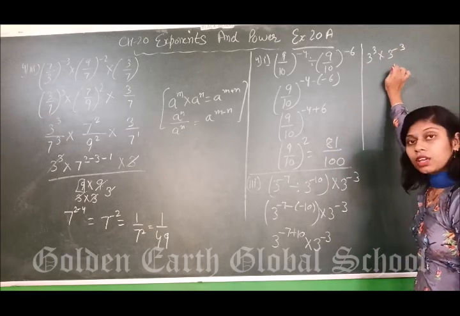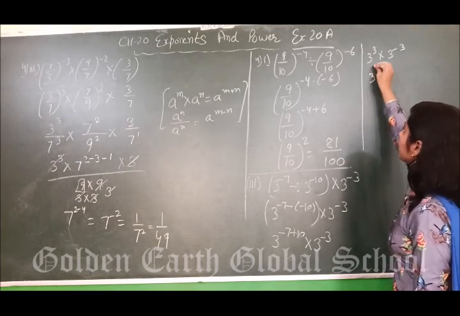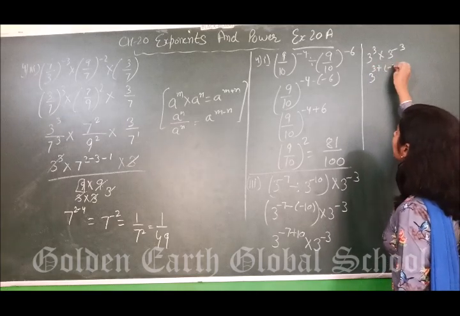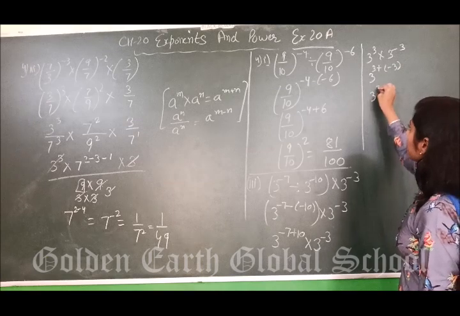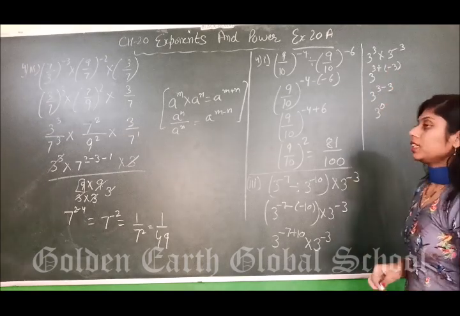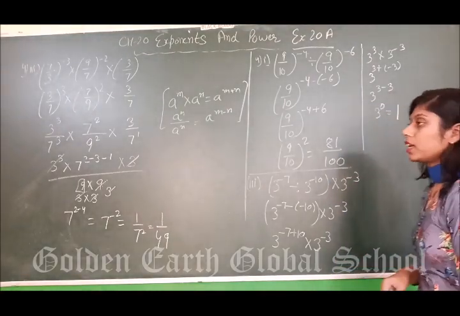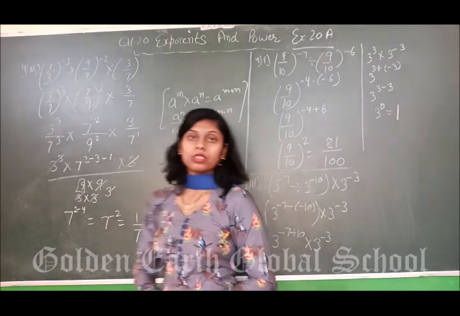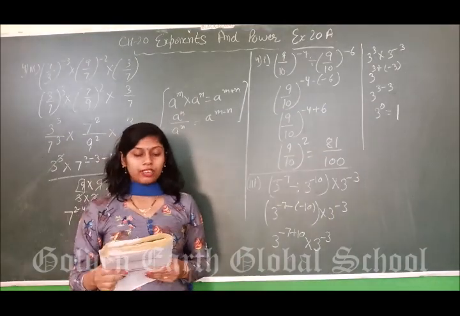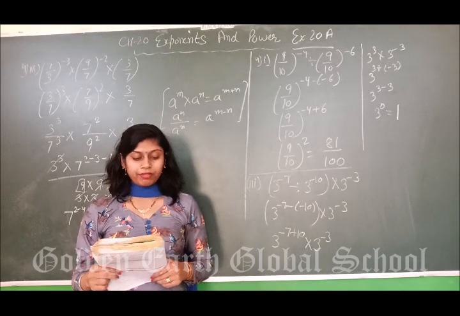Again base are same, powers are different. So and terms are in multiply. So terms will get added. 3 raised to power 3 plus minus is minus. Anything raised to power 0 is 1. So 3 raised to power 0 is 1. So our answer will become 1. Clear?